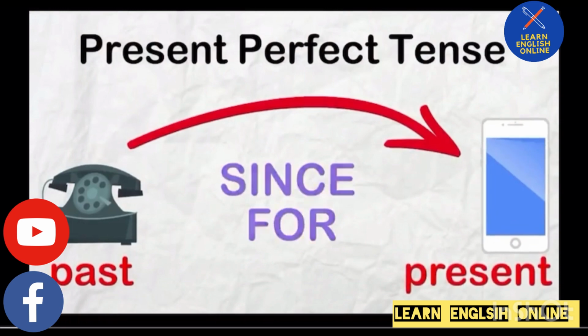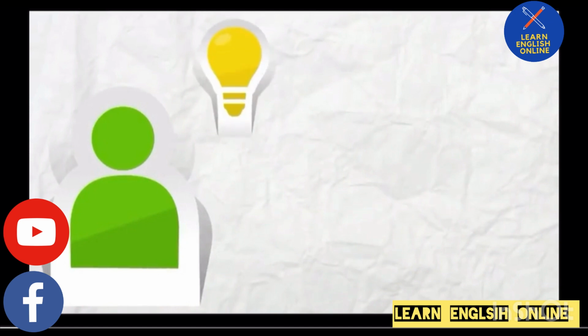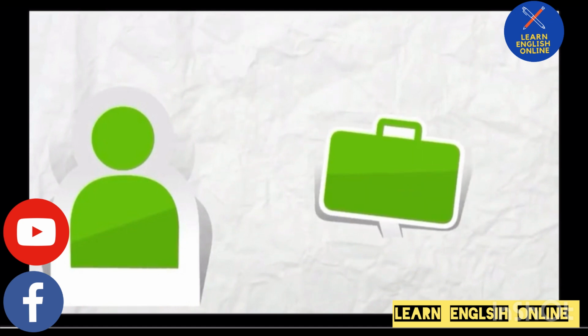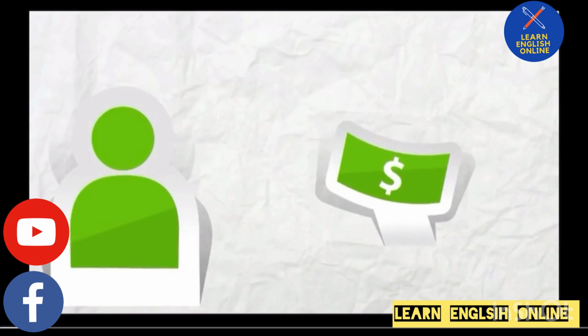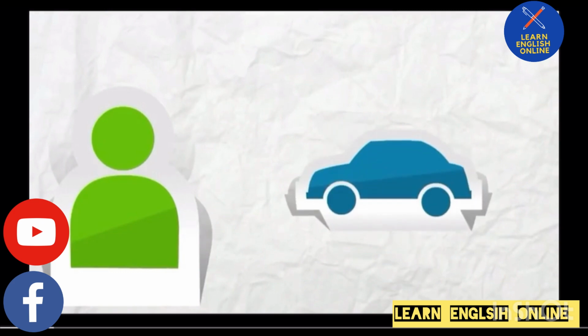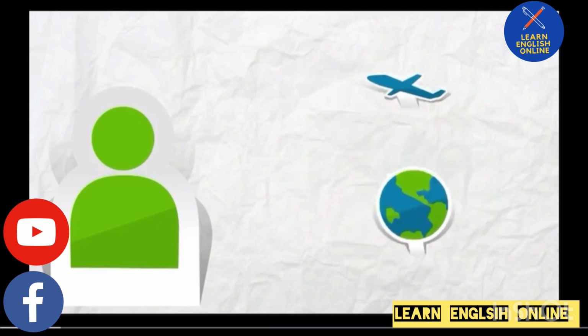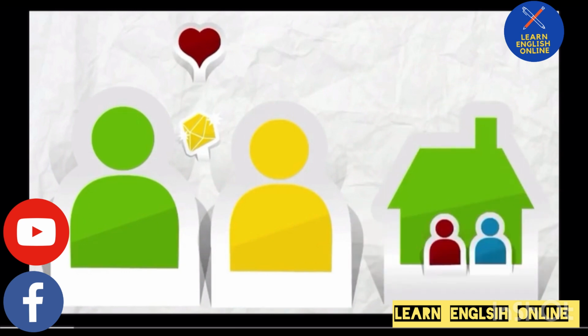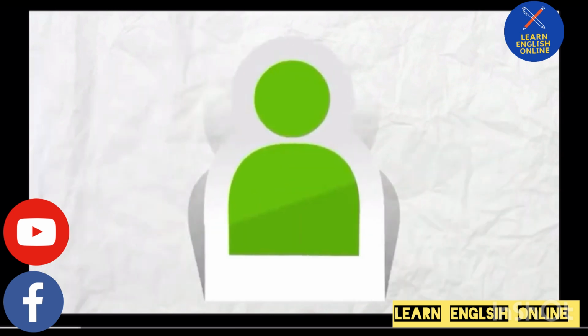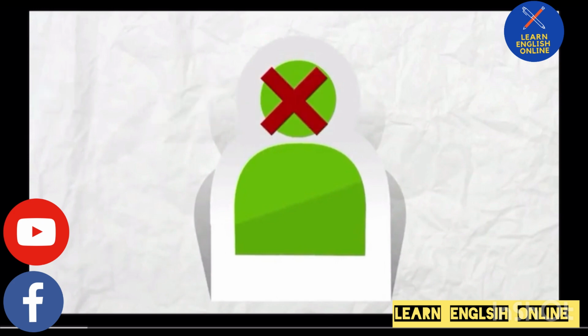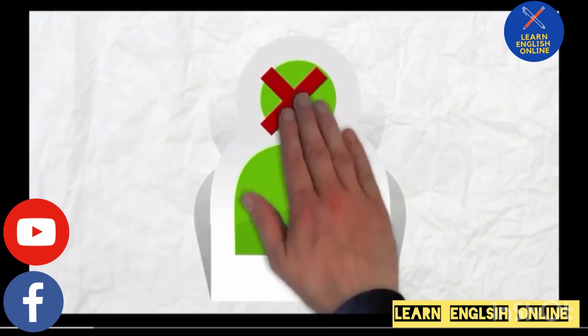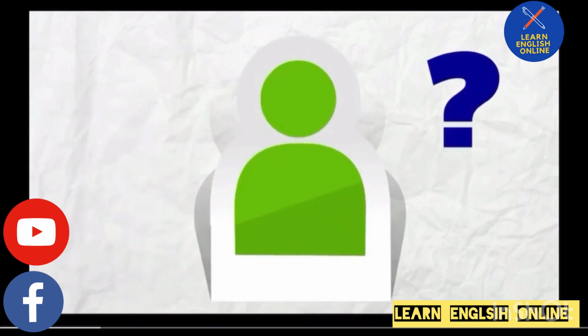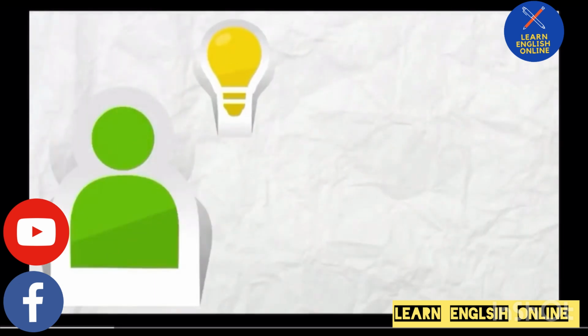To the present using since and for. This is you. You have an idea. You want to get a job, make some money, buy a new car, maybe travel the world, meet someone, fall in love, get married, buy a house, and have 2 lovely children. You realize that your whole life has flashed in front of your eyes and you can't even remember what happened. Wait, what were we talking about? You had an idea. You want to get a job.